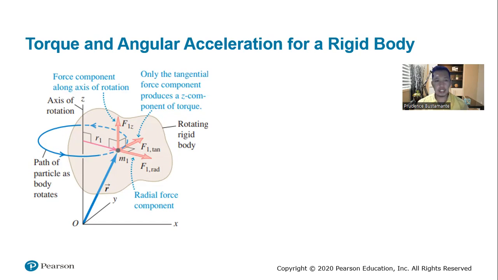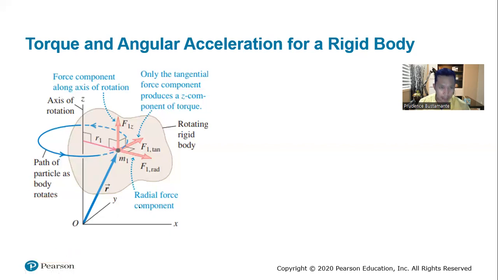So here we applied a force. The force has component F1z. It also has a radial component and a tangential component. So this is the axis of rotation along the z-axis. So we have y and x. So this is the path of a particle as the body rotates. This is a particle of mass m1. We can see here that only the tangential force produces a component of torque. The radial component and F1z do not produce a component of torque.